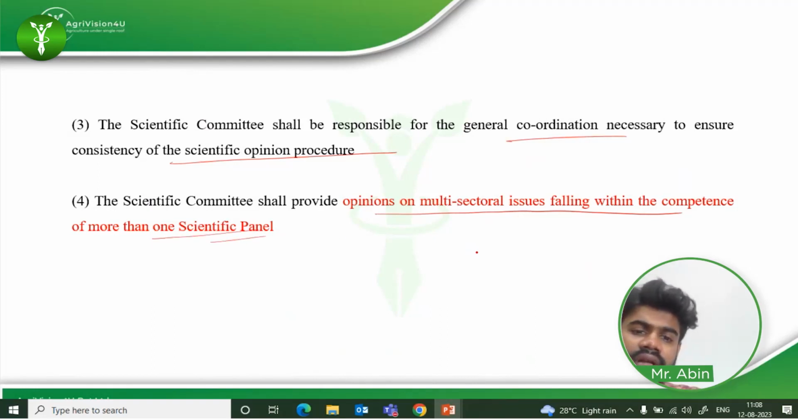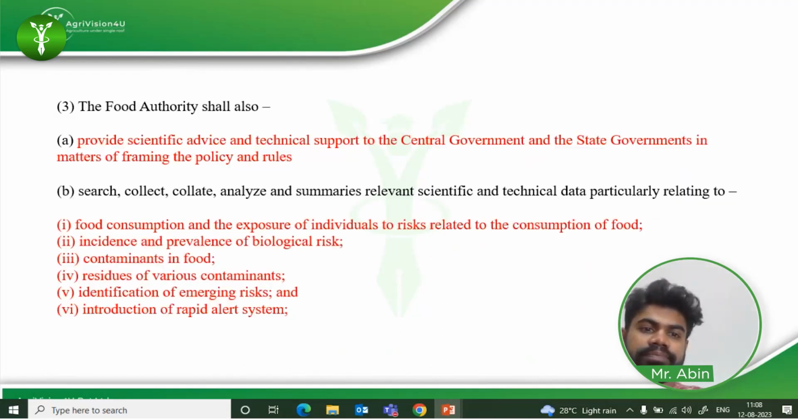So some issues come up. If 2 panels are responsible, or it falls under 2 panels, then the scientific committee will have the final opinion on that. The Food Authority also provides scientific advice and technical support to the central government and state governments on matters of framing policy and rules.